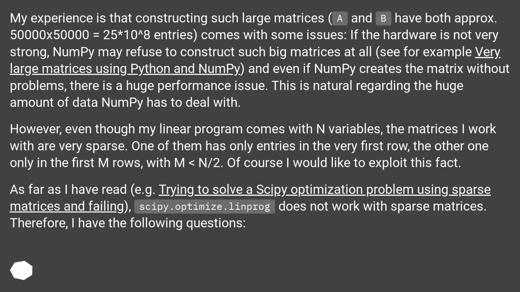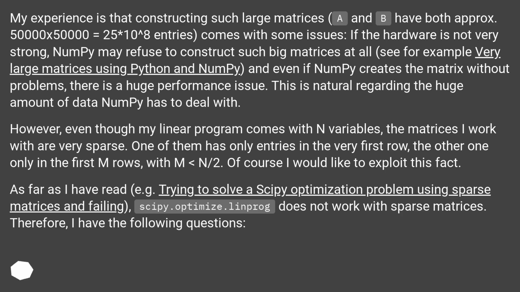However, even though my linear program comes with n variables, the matrices I work with are very sparse. One of them has only entries in the very first row, the other one only in the first m rows, with n/2. Of course I would like to exploit this fact. As far as I have read, for example trying to solve a Scipy optimization problem using sparse matrices and failing, scipy.optimize.linprog does not work with sparse matrices.